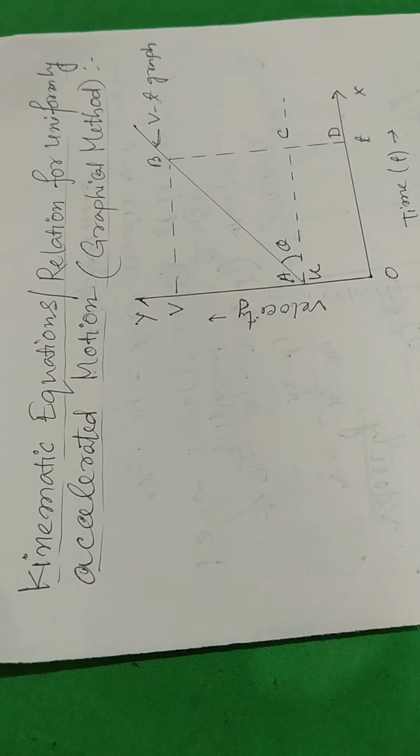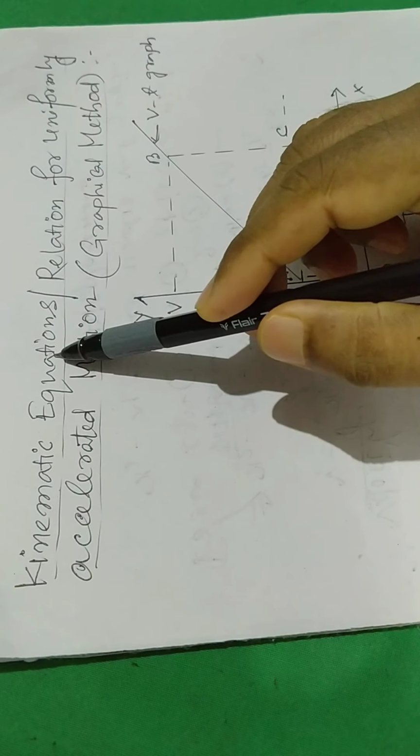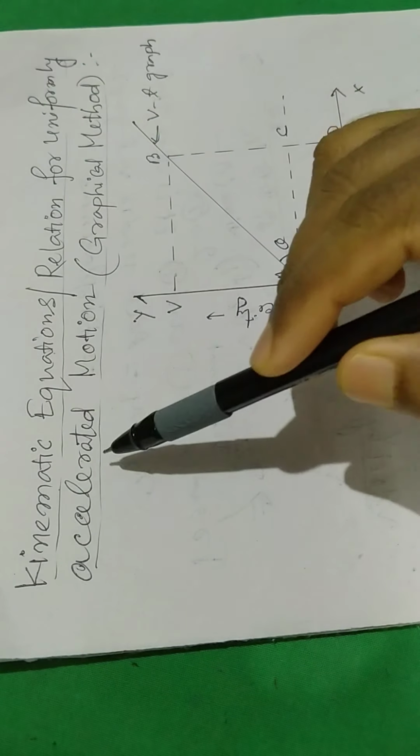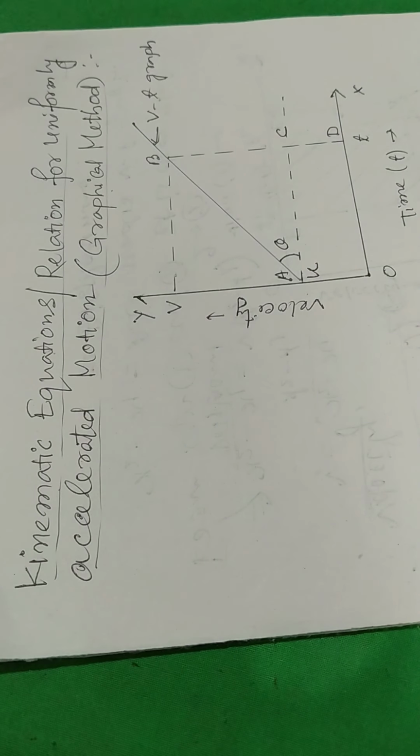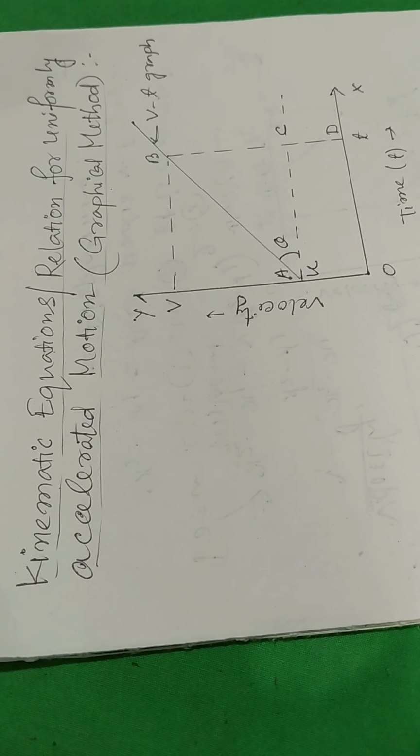Hello student, today I am going to derive kinematics equations or relations for uniformly accelerated motion using the graphical method. In the previous video, I already discussed how to write the slope of a VT graph. Slope of a VT graph represents acceleration.